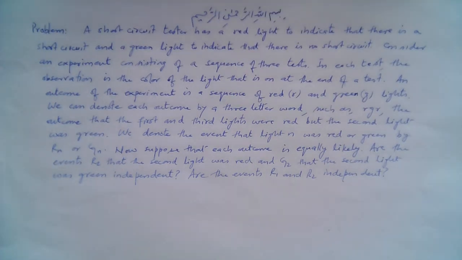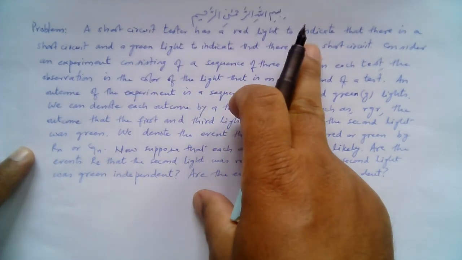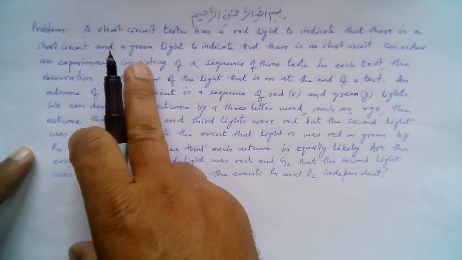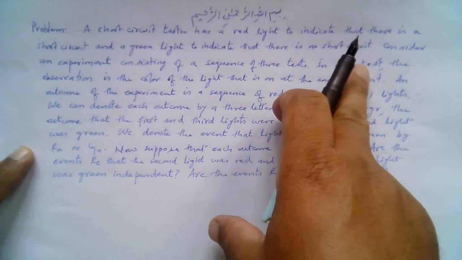Bismillahirrahmanirrahim. So let us see this problem. A short circuit tester has a red light to indicate that there is a short circuit and a green light to indicate that there is no short circuit, right?